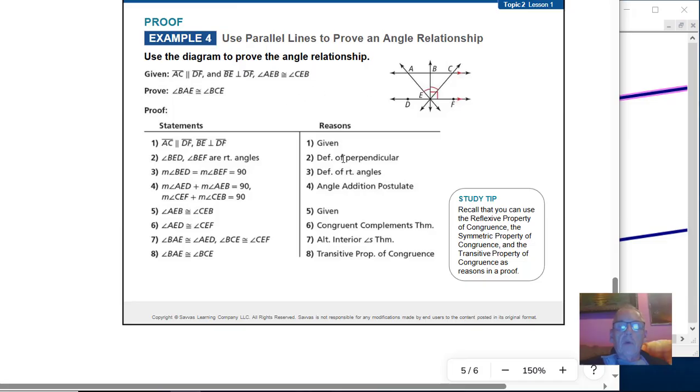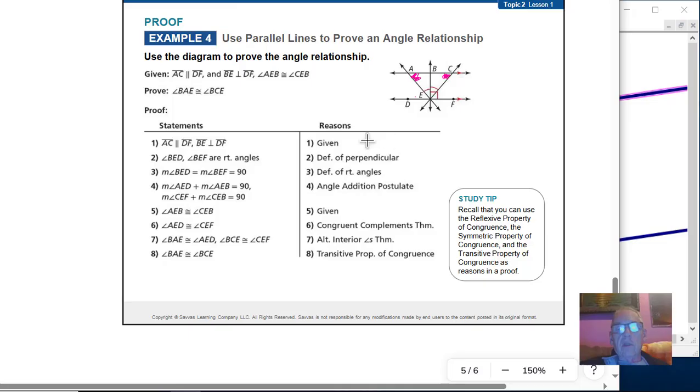Example 4. We want to prove that angle BAE, this angle here, is congruent to angle BCE, this angle here. So we have parallel lines cut by a transversal. That means these angles are going to be congruent to each other. May be useful. We've got a different transversal going this way, though, with these parallel lines, which means that these angles are going to be congruent to each other.